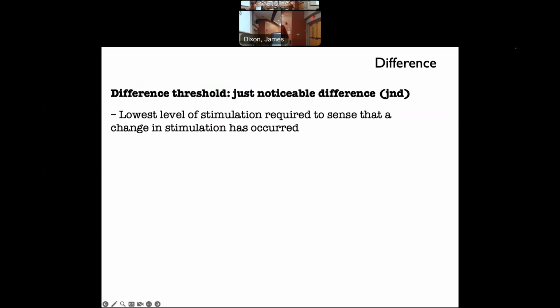But anyway, just noticeable difference is a unit, and I'll try to explain what exactly I mean. It turns out you can quantify this quite precisely.